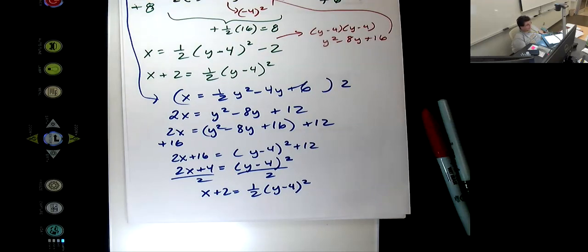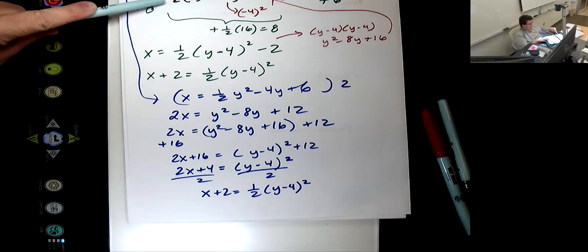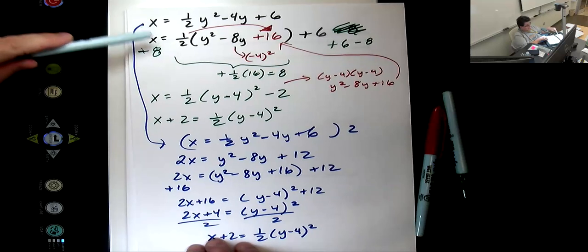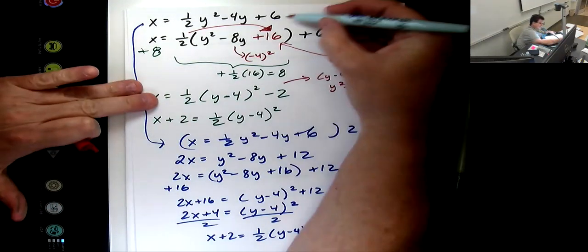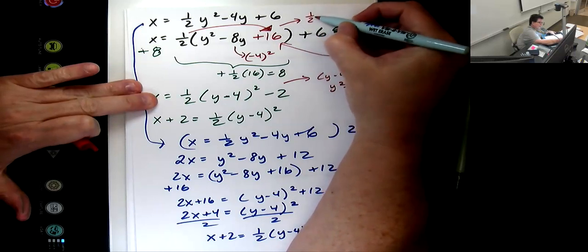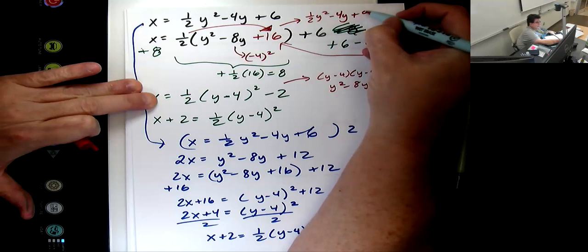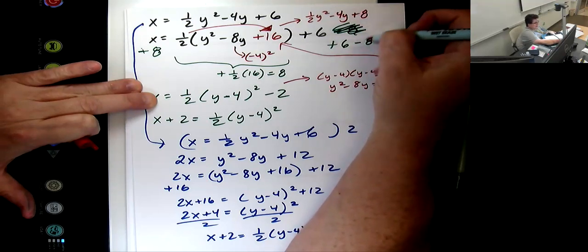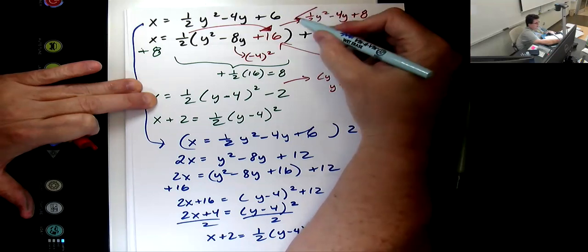Because I didn't really add 16. It's got a multiplier on it. So even though it says 16, if I were to multiply this out, that's 1/2 y squared minus 4y plus 8. So I really only added the 8, so I need to subtract the 8.